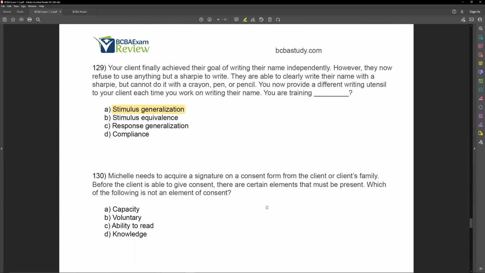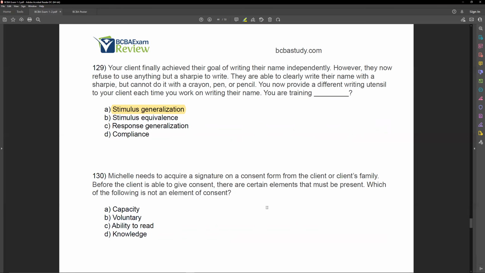And then 130, Michelle needs to acquire a signature on a consent form from the client or client's family. Before the client is able to give consent, there are certain elements that must be present. Which of the following is not an element of consent? You just need to know these, okay? Pretty straightforward, right? There are three common elements of consent that you need to know. A, capacity. Do they have the capacity to consent, right? Are they able to give consent legally, right? Intellectually? Do they have that capacity? Okay, that's first and foremost.